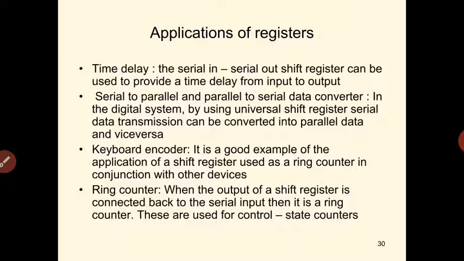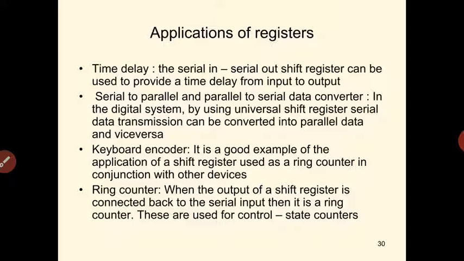Another example is the keyboard encoder. It is a good example of the application of a shift register, which is used as a ring counter in conjunction with other devices. If you observe the ring counter, when the output of a shift register is connected back to the serial input, then it is a ring counter. That means the output of the last flip-flop is connected as input to the first flip-flop, so that a ring is formed which will be counting the number of clock pulses.